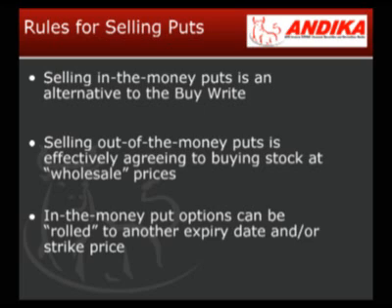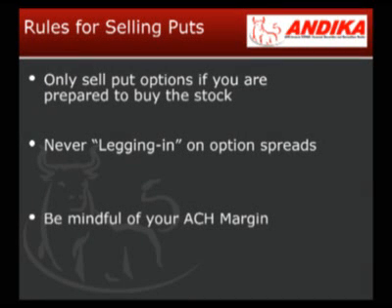In the money put options can be rolled to another expiry date and/or strike price. This is important because sometimes you do sell put options and you may not want to take delivery of the underlying stock, so you want to roll over the option position. But just be mindful, if the put options that you have sold all of a sudden become very deep in the money, trying to roll them is really a pointless event. You're best to either close out and take the medicine or take the underlying stock. You should always only sell put options if you're prepared to buy the stock.